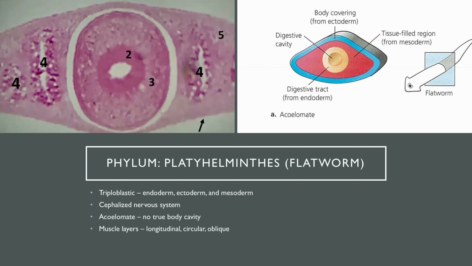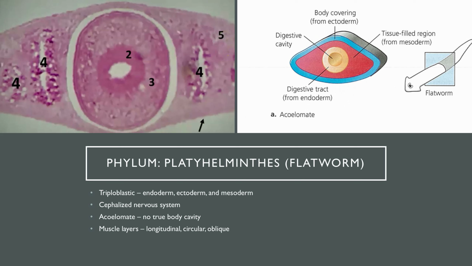They also differ from the last phylum in that they're acoelomates with no true body cavity. And as seen here on the picture on the top right, where the body cavity should be, it is completely filled by mesoderm. And unlike phylum Nematoda, phylum Platyhelminthes has longitudinal, circular, and oblique muscle layers.